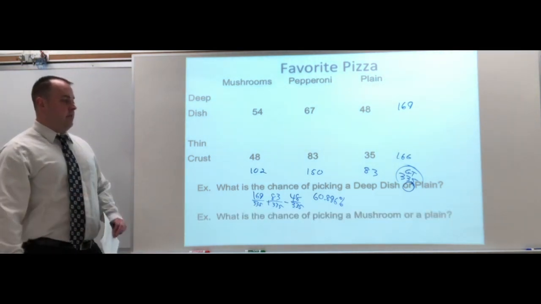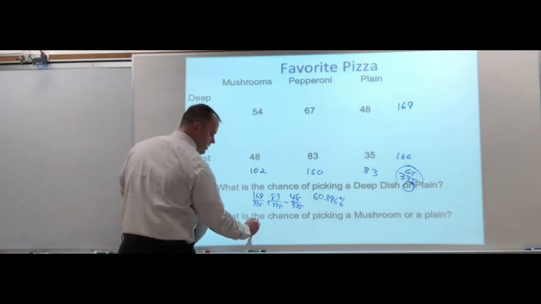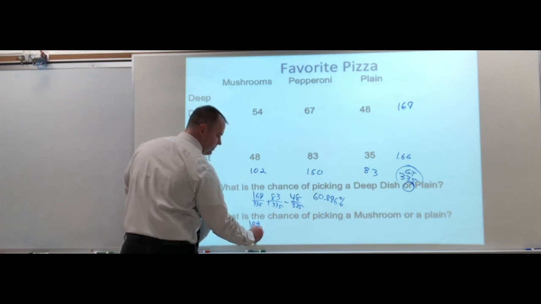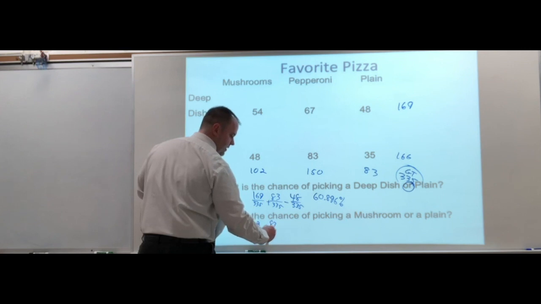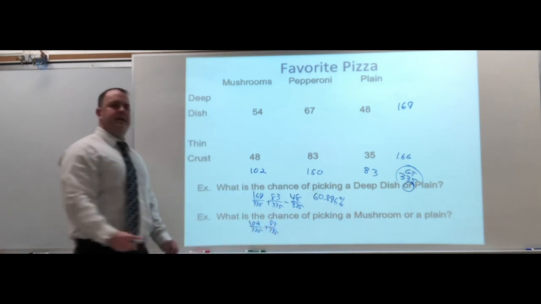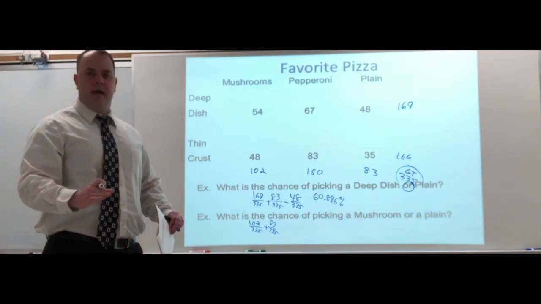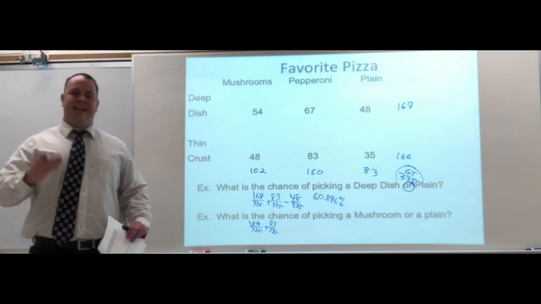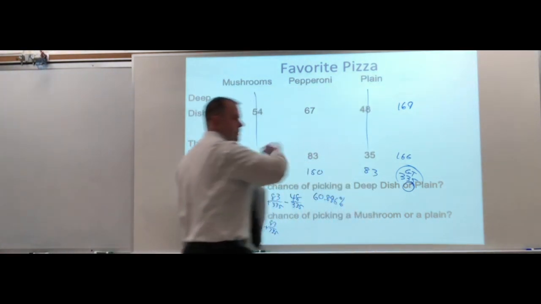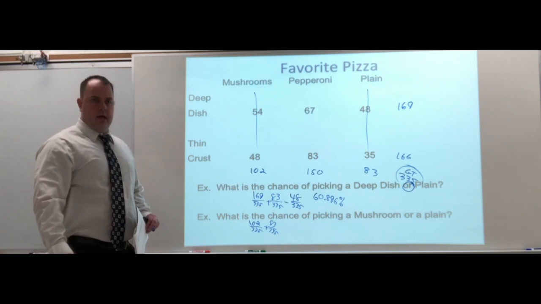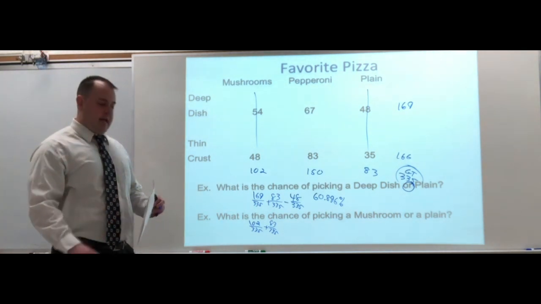Now what's the chance of picking a mushroom or a plain? Well, mushroom's going down here at 102. Plain we just looked at is 83. Now I said don't overthink this. We can't get a mushroom pizza and a plain pizza at the same time. Don't think about getting half and half. It's either mushroom or it's plain. It cannot happen together. And also look, the mushroom's going down, the plain's going down. There's no point of intersection. So they cannot happen together. So there's nothing to subtract because they can't happen together.